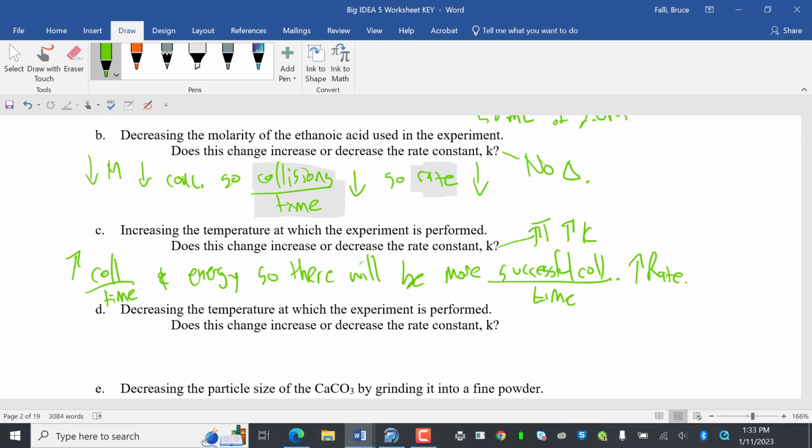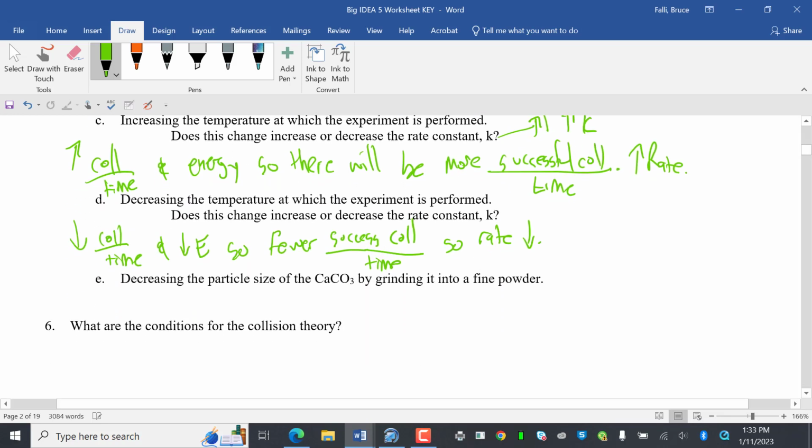Decreasing the temperature at which the experiment is performed. So it's the opposite. Decrease collisions per time and decrease energy. So fewer successful collisions per time. So rate goes down.